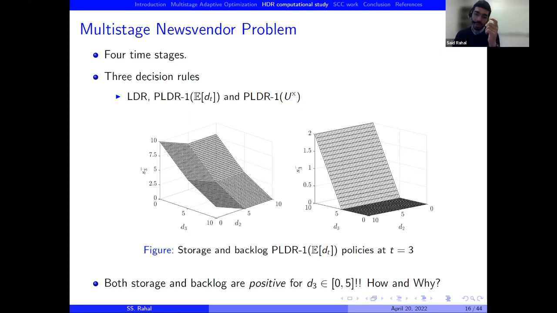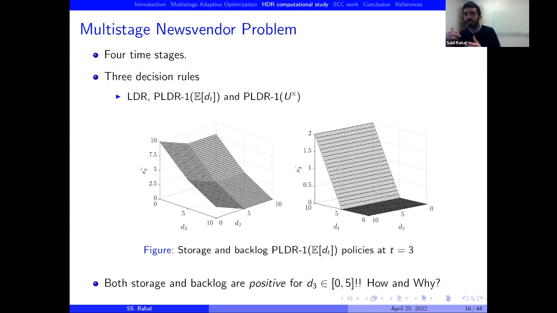So what's happening here? When the tractable counterpart was derived, it was derived on the principle that feasibility for the worst-case scenario will ensure feasibility for any other uncertainty realization.